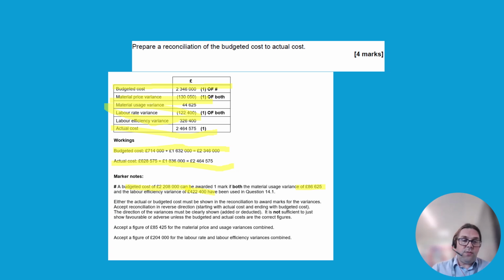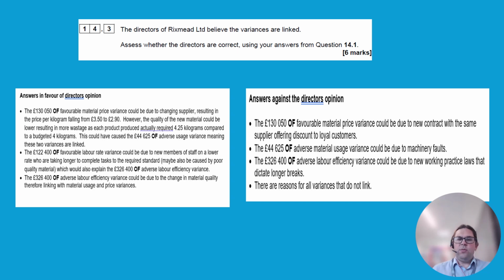So to finish off, finally, we've had 14 marks numerical, you have a 6 mark written. So those 2 structured sections, paper 1 and paper 2, 14 marks numerical, 6 written. The combination can be varied, but the principle is the same. You've got both of them, section B's, 40 marks. So what we have here is the directors believe the variances are linked, assess whether they're correct.